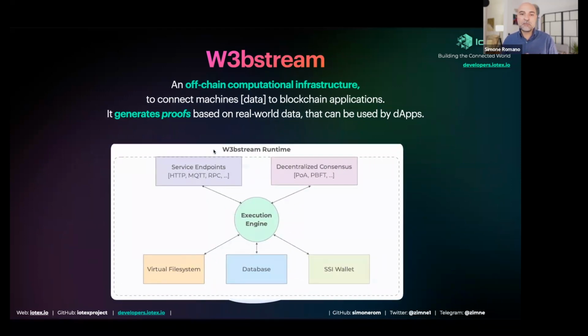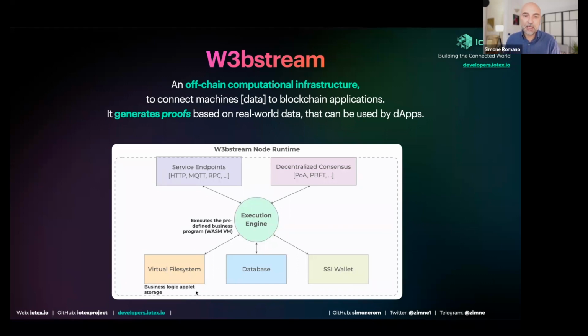So I'm giving a look inside this Web3 Stream infrastructure. What you see on the screen now is the intended architecture of a Web3 Stream node runtime. So what's inside a Web3 Stream node? I'm saying a node because Web3 Stream is also supposed to be a decentralized protocol, so you have different nodes, and every node is supposed to have a similar architecture like the one that you see on the screen, where you have a central execution engine in the node that is supposed to run the IoT business program. In our implementation, this is a WebAssembly virtual machine.